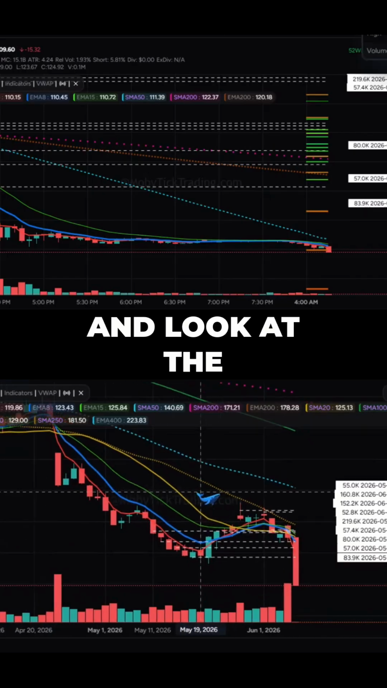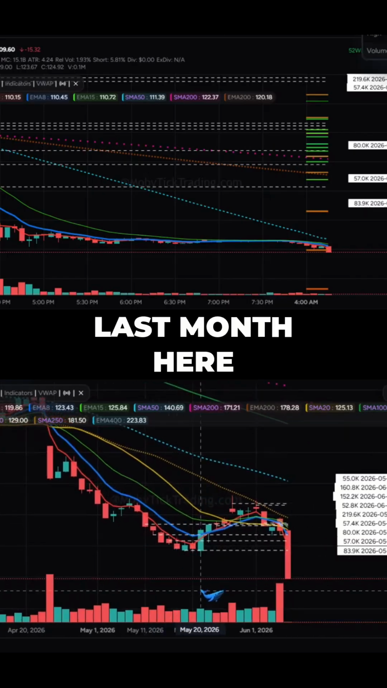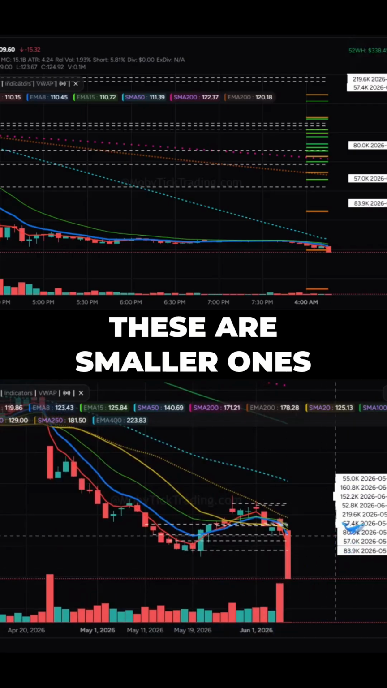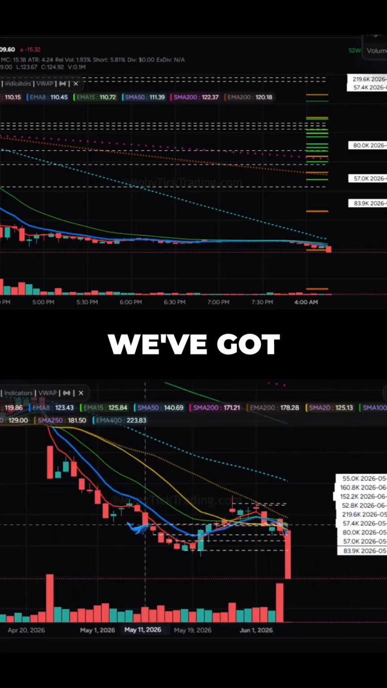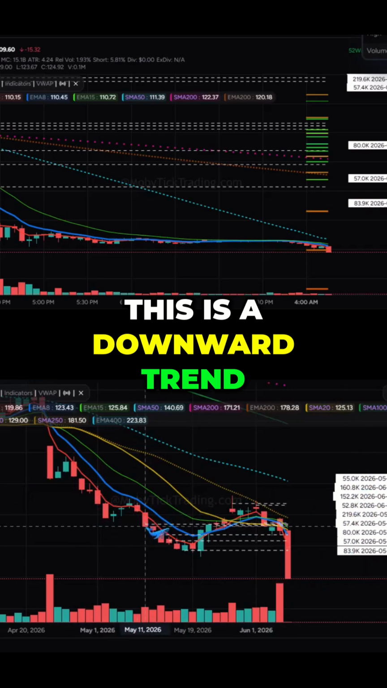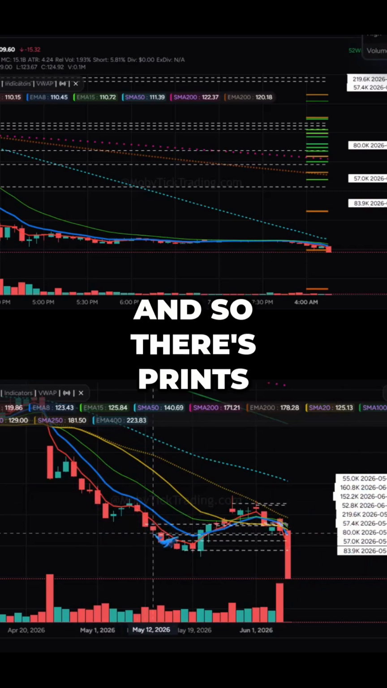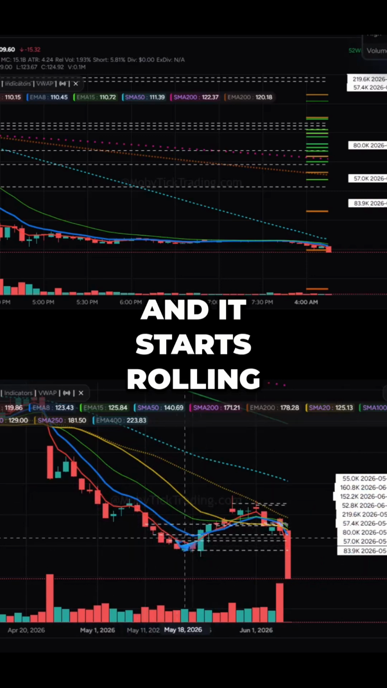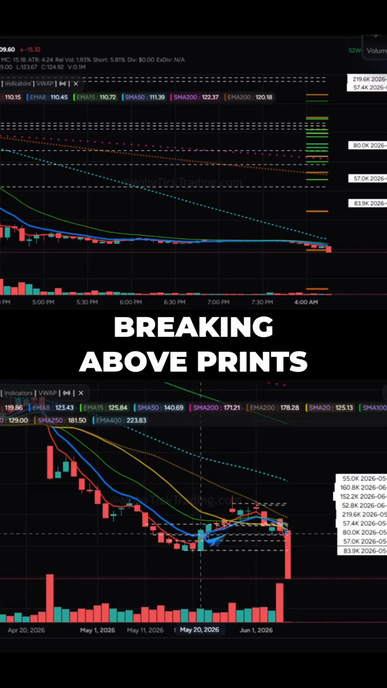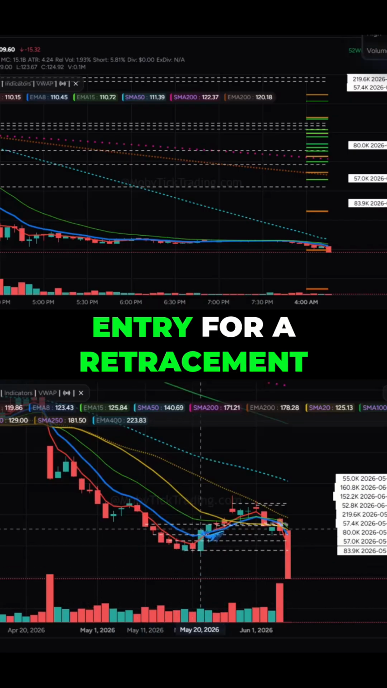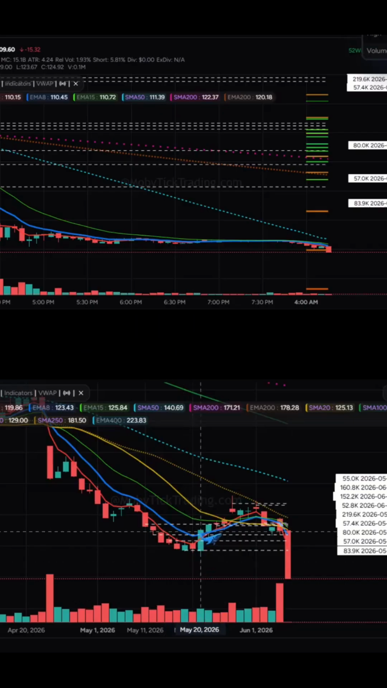So let's go ahead and look at the largest trades in the last month here. On Lulu, these are smaller ones, 200K, 50K, all of that. But look at this. This is a downward trend. There's prints coming down here on the bottom, and it starts rolling up a little bit. We have increasing volume breaking above prints. That's a decent swing entry for retracement on the upside.